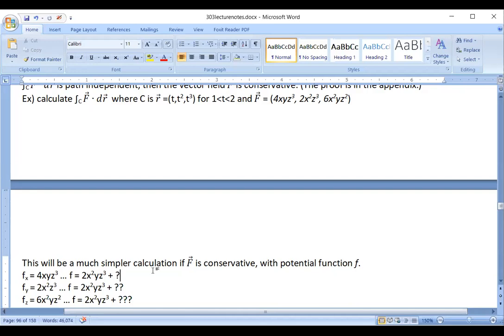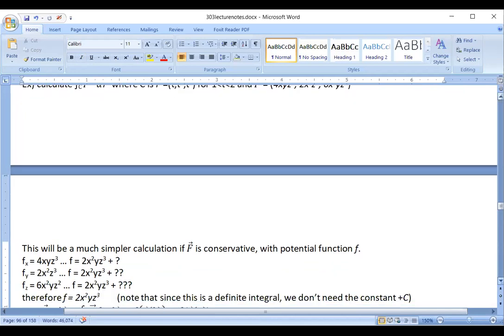Third component, df/dz, was 6x squared yz squared. Integrate that with respect to z, and we hope the potential function f is 2x squared yz cubed plus some other stuff, which can only be a function of x and y. So can we make all those match up into the same function? Well, in this case, it's really simple and straightforward. There's nothing to figure out or match up. The potential function is just 2x squared yz cubed.